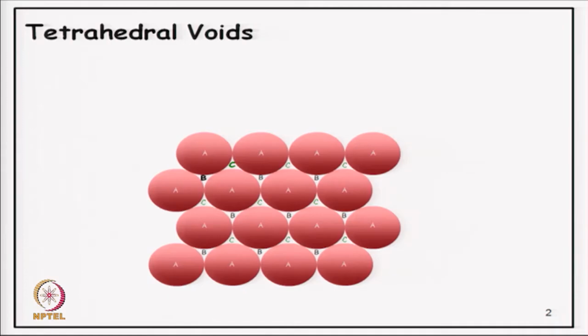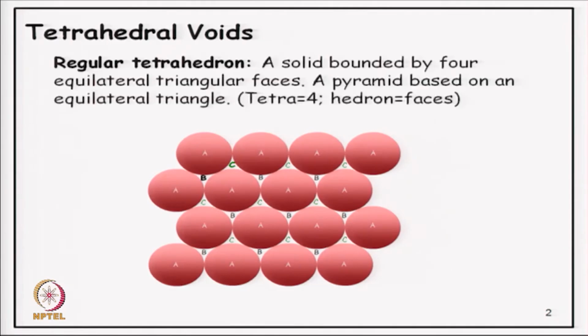So, one of the important kind of voids which is there is the tetrahedral void. Now, the adjective tetrahedral comes from tetrahedron, and a regular tetrahedron is a solid bounded by 4 equilateral triangular faces. A pyramid based on equilateral triangle can also be called a tetrahedron. Tetra means 4 and hedron faces. So, 4 faces, these 4 faces are equilateral triangles in a regular tetrahedron. So, where do we form such equilateral triangle in our close packed structure?